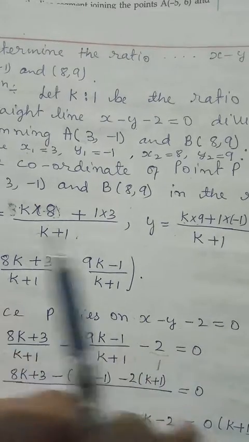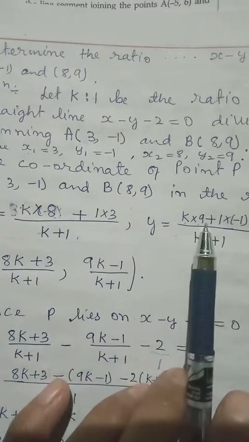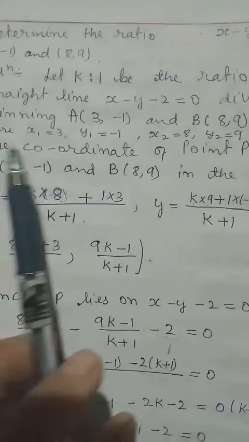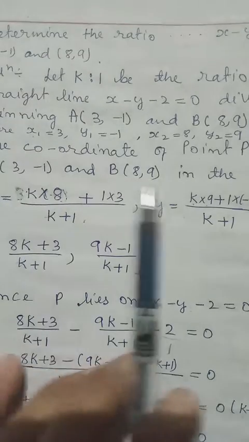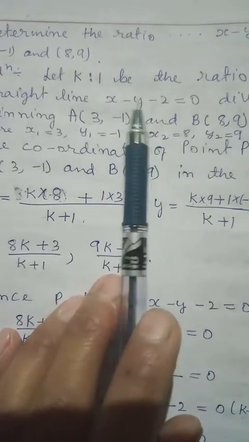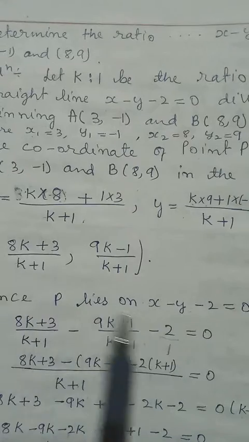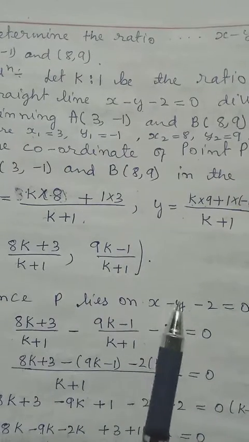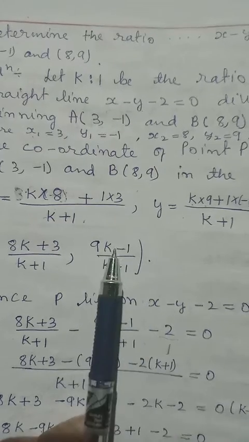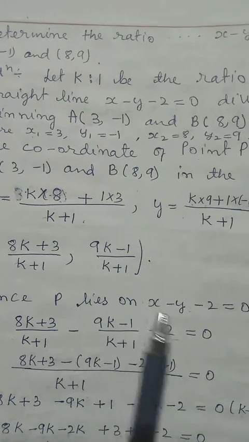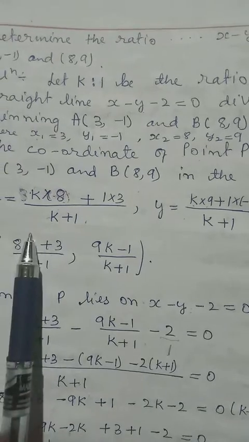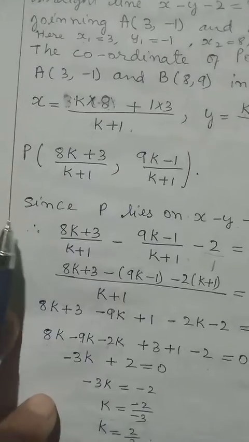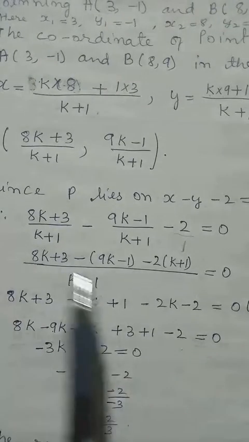They already say that this point, which cuts the line AB in the ratio k:1, is on this line. So the value of x on this line will be equal to x of this point, and the value of y on this line will be equal to y of this point. So now in this equation, in place of x we can put this one, in place of y we can put this one. The rest remains the same.